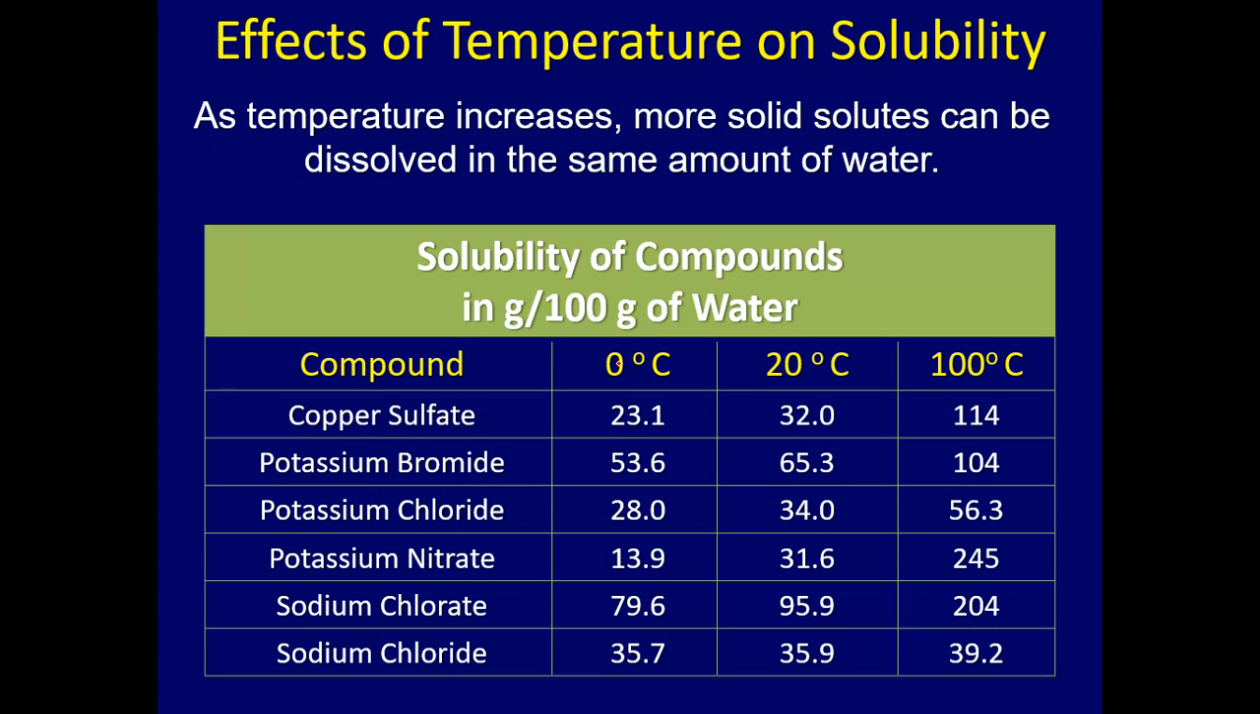All right, as temperature increases, as I mentioned before, more solid solutes can usually be dissolved. And so we can see this increasing, like for copper sulfate. At 0 degrees Celsius, only 23.1 grams of copper sulfate can be dissolved, whereas at room temperature, 32 grams can be dissolved. Whereas at the boiling temperature of water, 104 grams of copper sulfate can be dissolved. And that holds true for all of these solid substances dissolving in 100 grams of water.